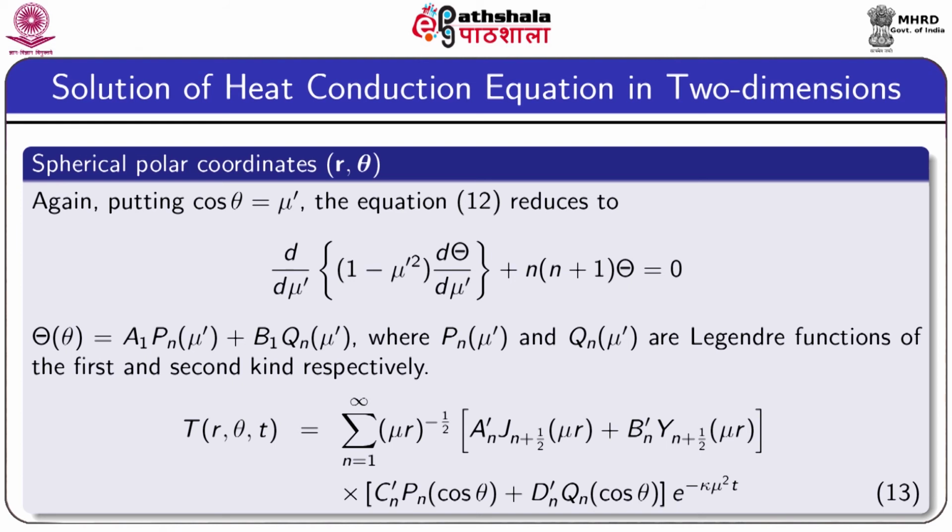So if we substitute the values of capital R, capital Θ and τ, and use the principle of superposition, we obtain the solution of the original equation as capital T equals sum over n of (μr) to the power minus half into (A_n' J_{n+1/2}(μr) plus B_n' Y_{n+1/2}(μr)) into (C_n' P_n(cos θ) plus D_n' Q_n(cos θ)) into e to the power minus κ μ squared t. So this is our required solution.